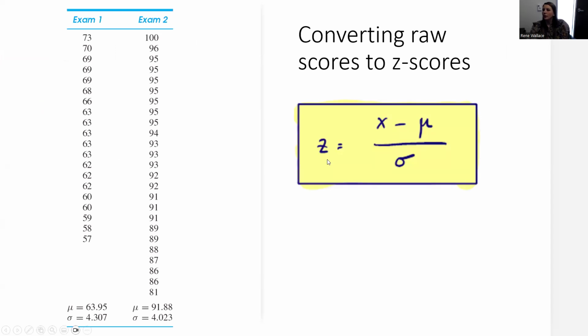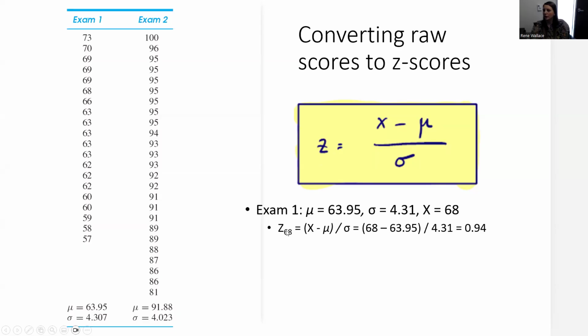So to convert raw scores to z-scores, here's our formula here. z equals x minus mu divided by sigma. So for exam 1 and exam 2, here's our mu and our sigma. For exam 1, we have mu equals 63.95, sigma equals 4.31. And for this, we're just using x equals 68. We just picked a random number from in here. So the z-score of 68, because that's the number we chose, equals x minus mu divided by sigma. So here's what this looks like.